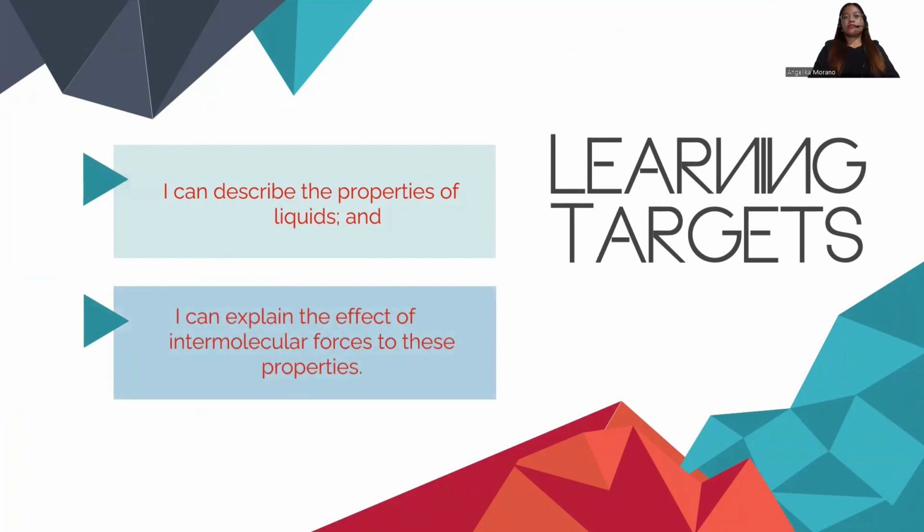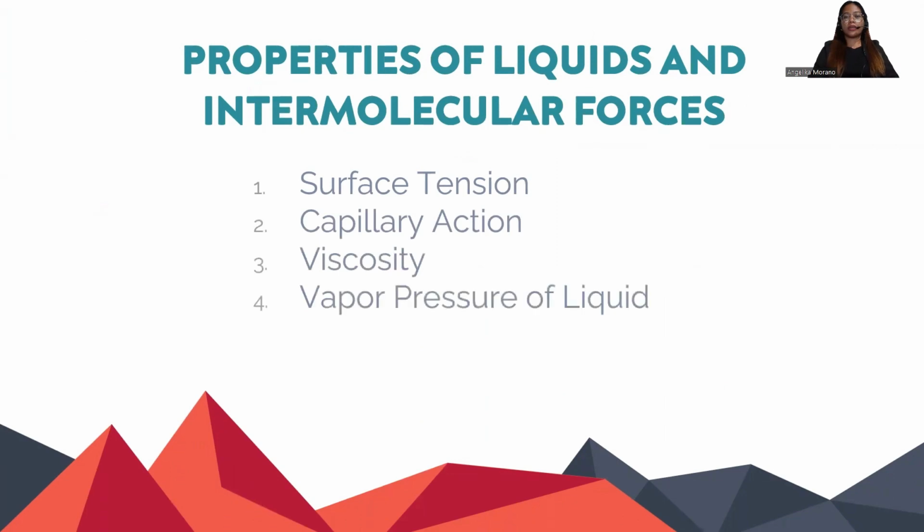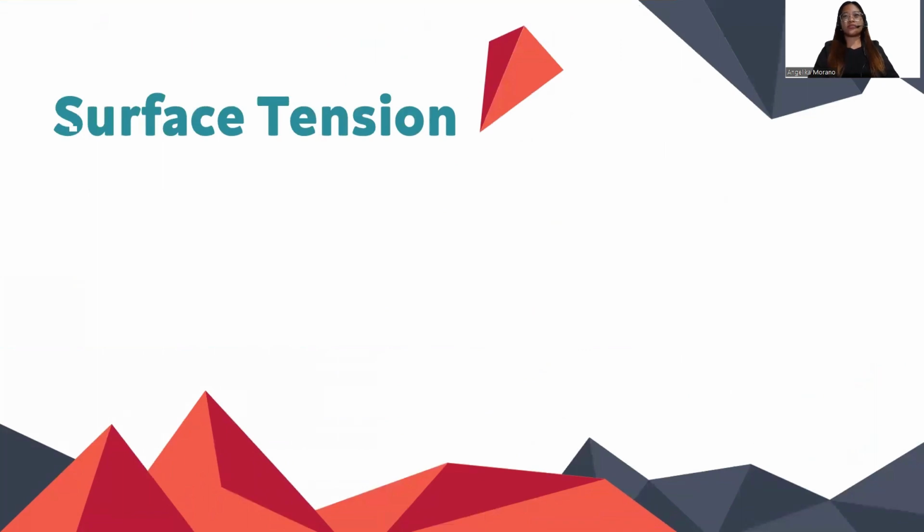So aside from the properties of liquids, we will relate how these properties are affected by the existing intermolecular forces among these liquids. The different properties of liquids are surface tension, capillary action, viscosity, vapor pressure of liquid, molar heat of vaporization, and the boiling point. So first things first is the surface tension.